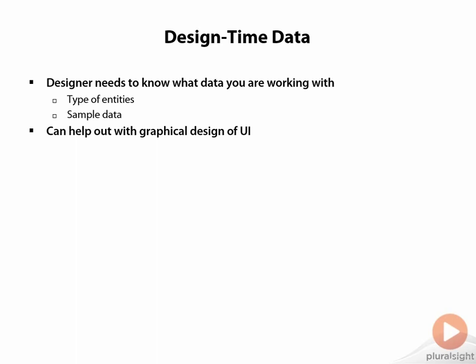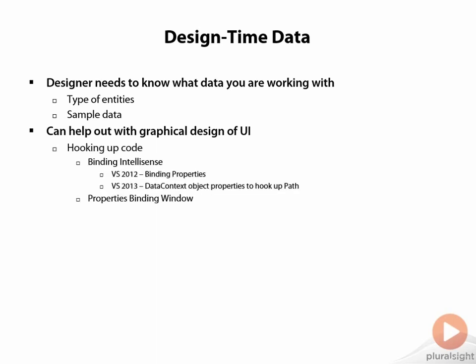Having this information can help you out in a number of ways with the graphical design of your user interface. First off, in hooking up the code, you get better binding IntelliSense. In Visual Studio 2012, the binding properties show up when you're typing in the XAML editor, but you don't have much information about the actual data that you're working with. One new feature in Visual Studio 2013 is that anything that's wired up as a data context in the design time environment will show up in the IntelliSense list. And if you pick those, it's going to set those up to hook up the path property of the binding.